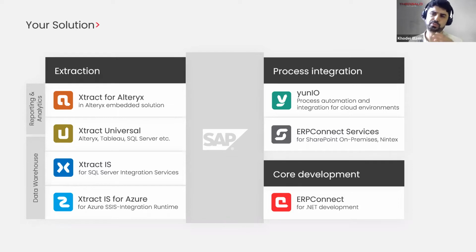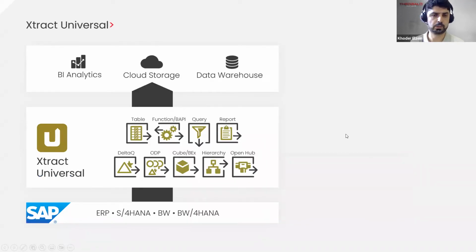Here we offer different products for different environments, for different scenarios. So for example, for customers who are working with Alteryx, we offer here an embedded connector for the Alteryx platform. That's called Extract for Alteryx. For customers who are using the Microsoft stack and they are using their ETL tool, SSIS, here again, we offer an embedded connector for the Microsoft Integration Services. And then we have here a universal platform for data extraction. That's called Extract Universal. And this platform has the benefit that it can integrate and connect to different tens of platforms and environments. Let's see that in more detail.